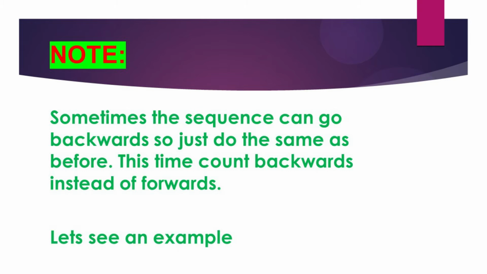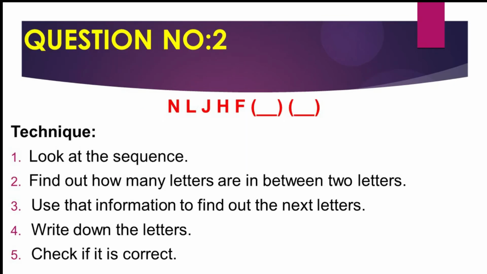Just a quick note. Sometimes the sequence can go backwards. So just do the same as before. This time count backwards instead of forwards. Let's see an example for this type. Let's move on to question number 2. N, L, J, H and F. Then there are two spaces, meaning that we need to find two letters. Let's use the technique as before and work out the answer.